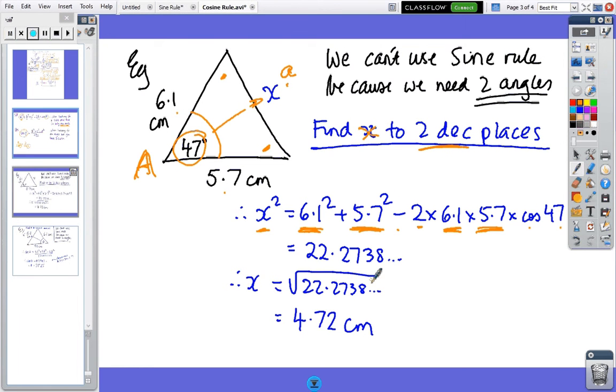It's a big number, and then you've got to remember to square root at the end, because you can't have a triangle with 6 and 5 and 22 as the other side. They don't make a triangle. So the most common mistake is you forget the square root, but you won't, because I'm telling you, square root. So the answer is 4.72. So the triangle is 6.1, 5.7, 4.72. Okay, so copy that down when you're ready. Come across to the next slide.